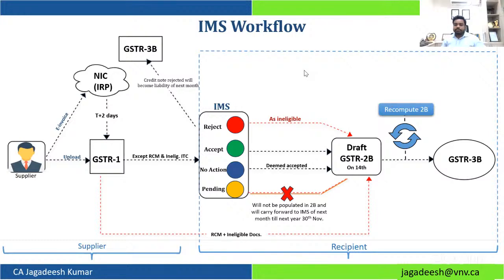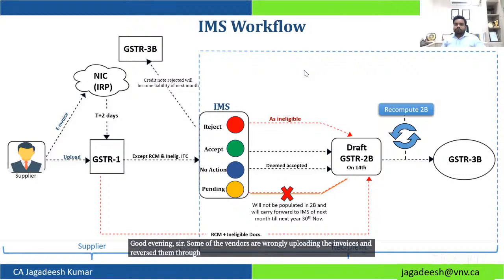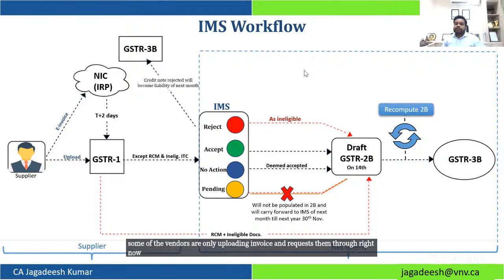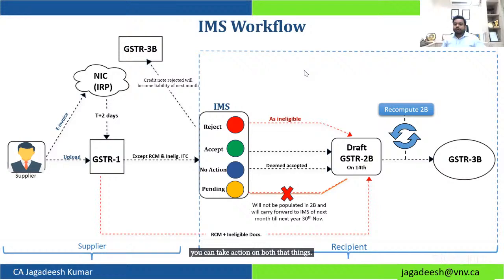Good evening, sir. Some of the vendors are wrongly uploading invoices and reversing them through a credit note in the same month. Whether we have to reject both the invoice and the credit note? Either you can take action on both the things. If you have taken action on only one thing, then it will be a problem for you. If you take action on both, or if you have not taken any action on either, then automatically there will not be a problem.